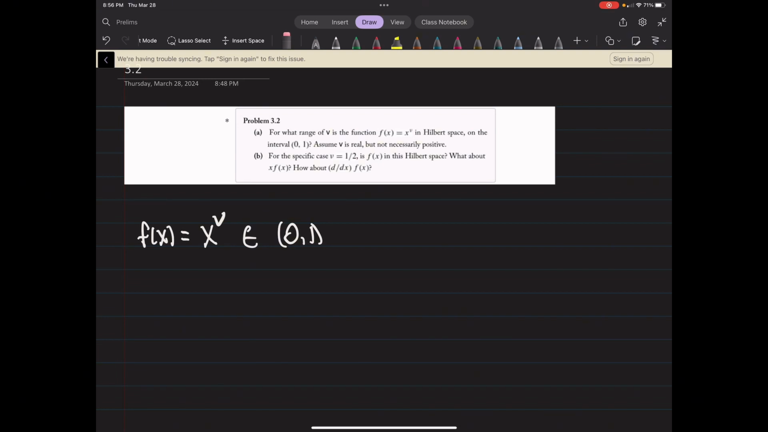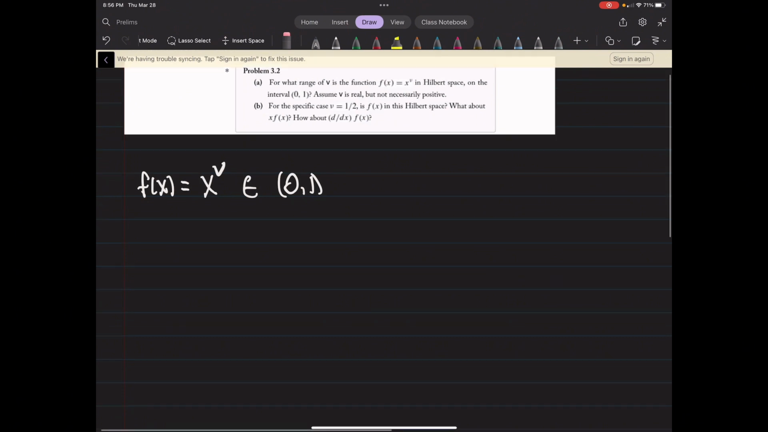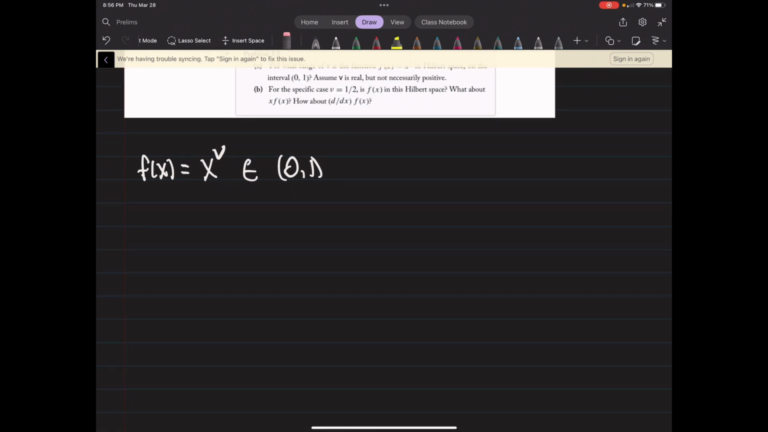So the question is, for what range of v is the function f of x equals x to the v in Hilbert space on the interval 0 to 1? We can assume v is real. So for it to be in Hilbert space, this inner product has to be finite.